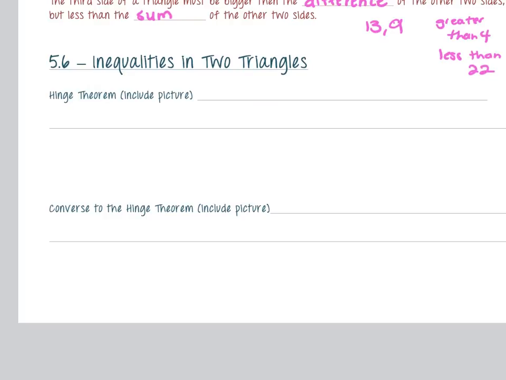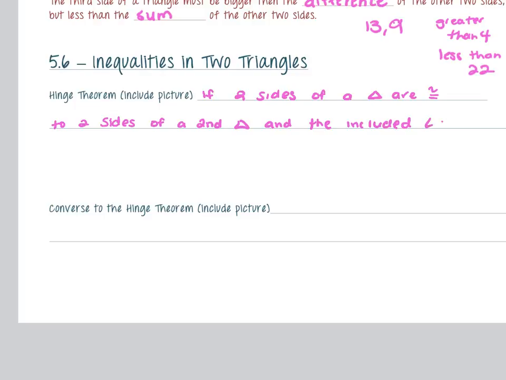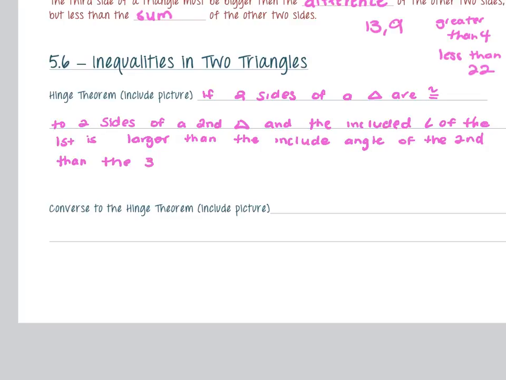1-5-6, inequalities of two triangles. The hinge theorem says if two sides of a triangle are congruent to two sides of a second triangle, and the included angle of the first is larger than the included angle of the second, then the third side of the first is longer. Why is it so long? I know. Shush, whiners. The third side.